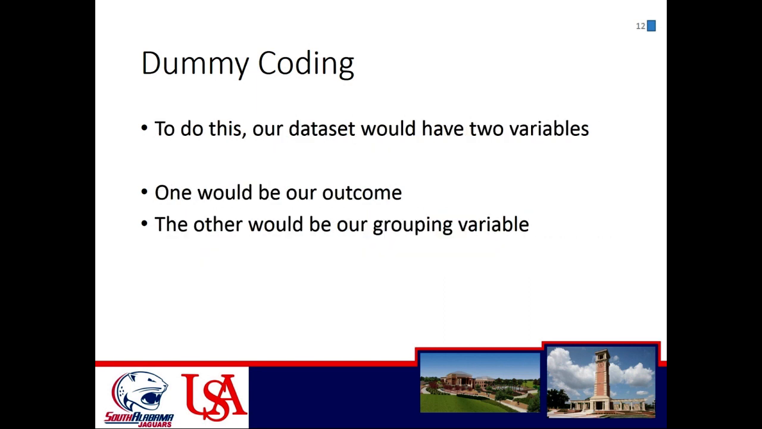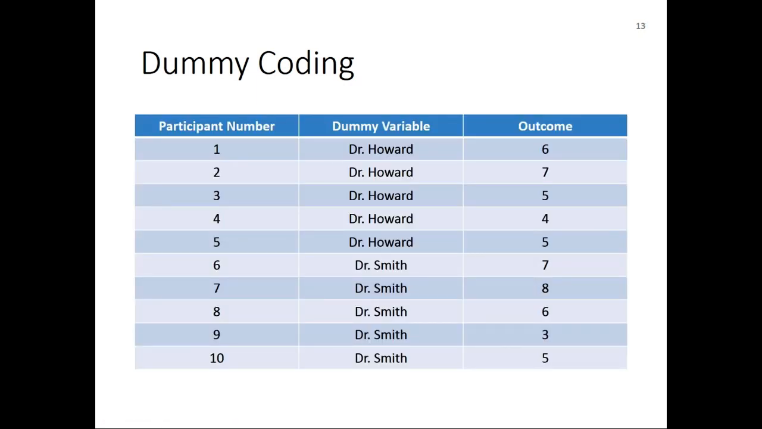So to do this, our data set would have two variables. One would be our outcome, and one would be our grouping variable. So the example we're going to use, we're just going to call our outcome. You can pretend that's whatever you want, maybe test scores, maybe professor satisfaction ratings, whatever you want it to be. So we have an outcome in our data set, and as you can see, we have a grouping variable.